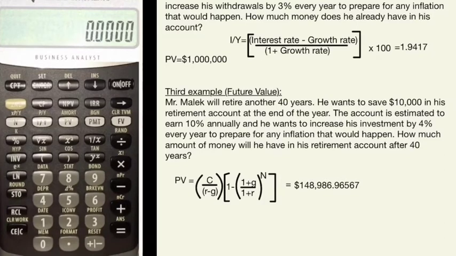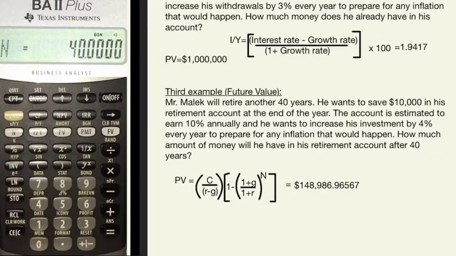So we just plug into the formula. C is capital, R is interest rate 0.1, G is growth rate 0.04. So we plug in everything and we get this value as the present value. So again, make sure to put our calculator in the begin mode. So our N is 40, so we press 40, and our interest is 10, so 10 IY.